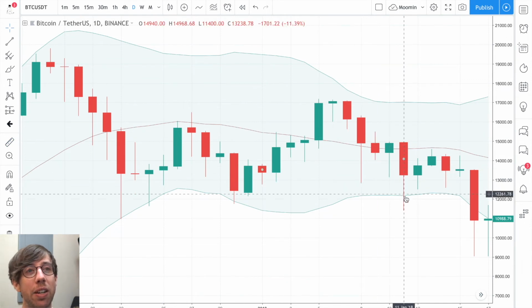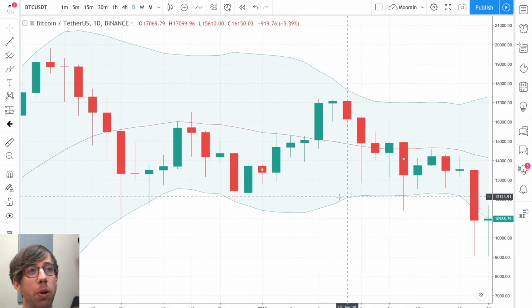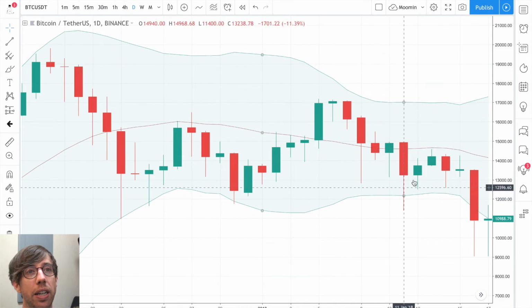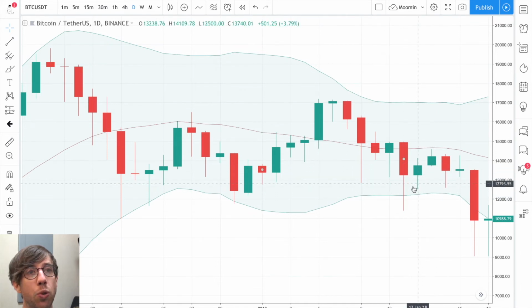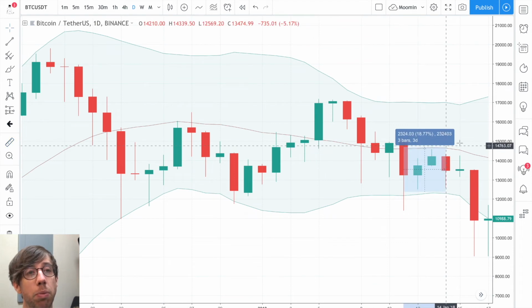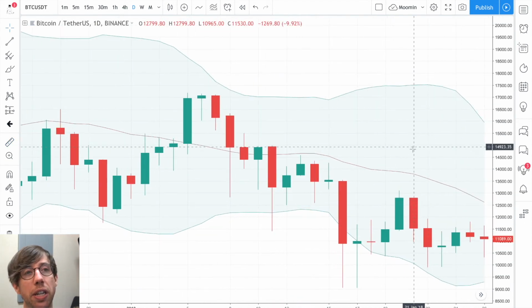It falls down again. It punctures this, so we can put our buys in this general area, and we're going to sell up to the 20 period SMA for 18%, which is pretty great. So you get the idea.